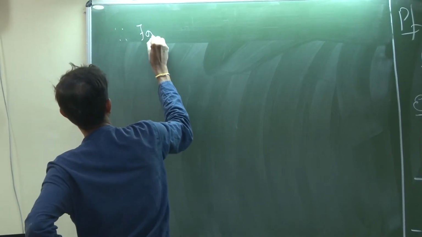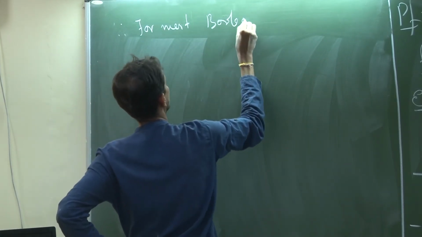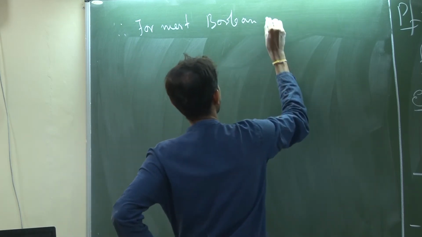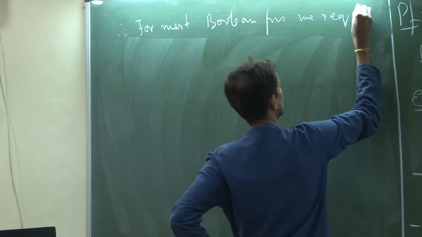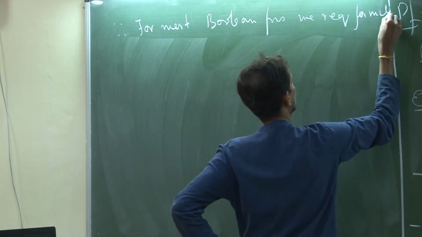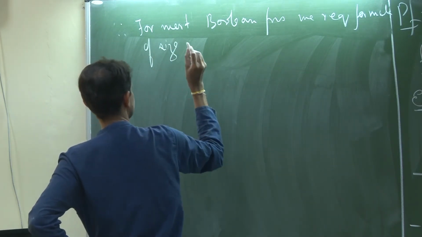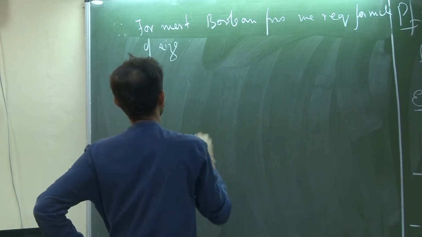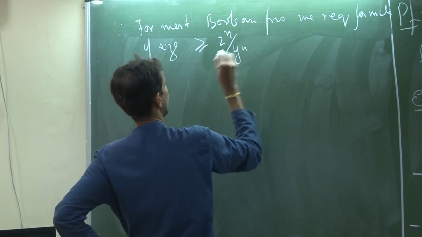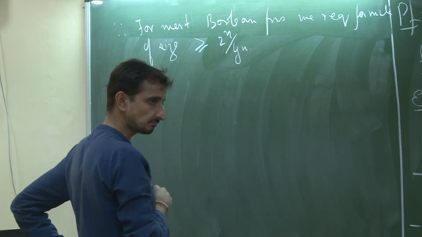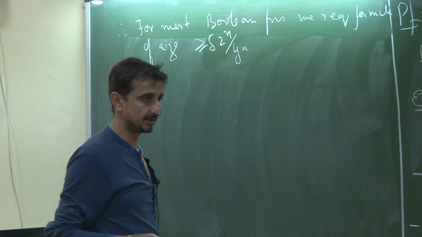Therefore, for most Boolean functions, we require a formula of size more than 2 to the power n by log n, for any delta that is less than 1.